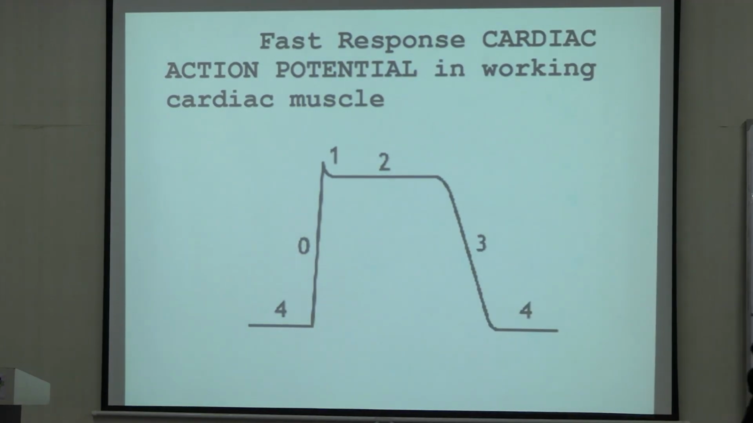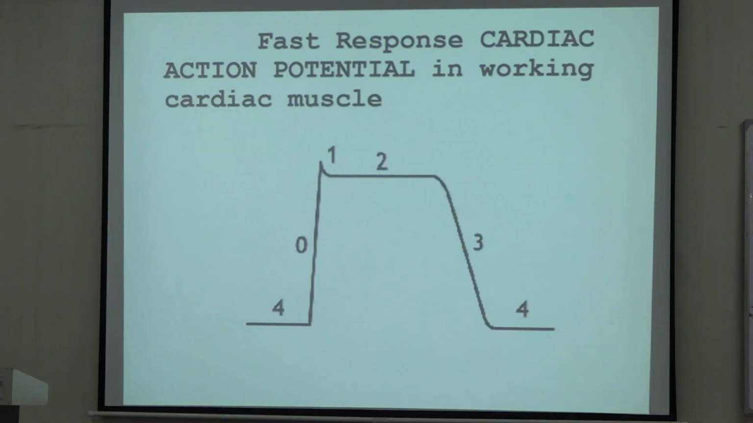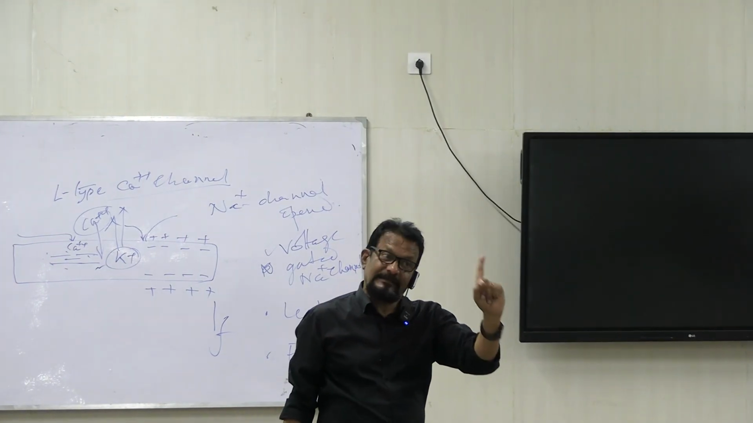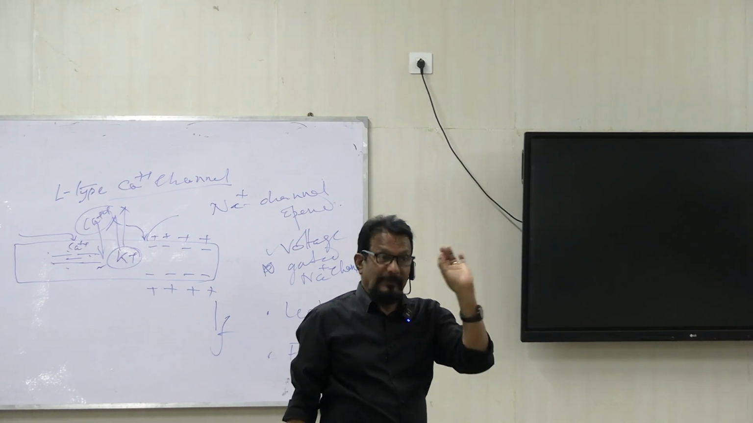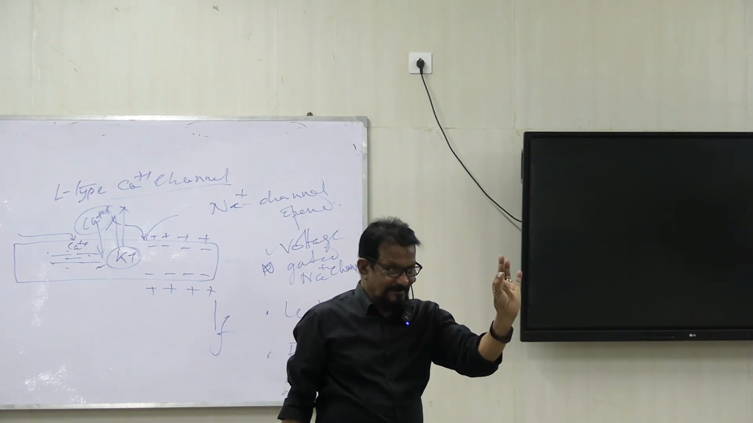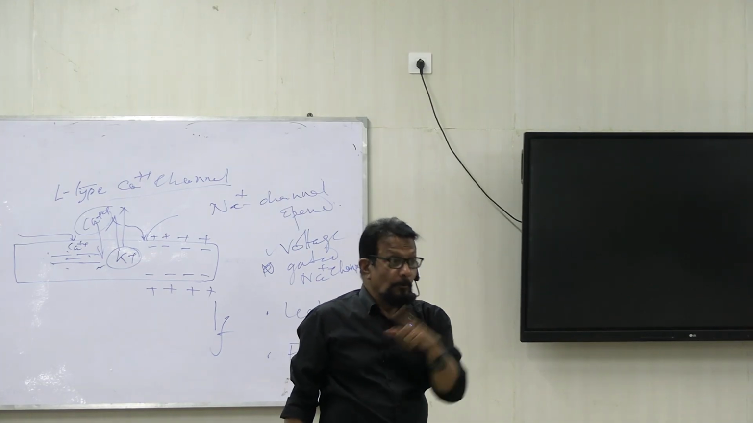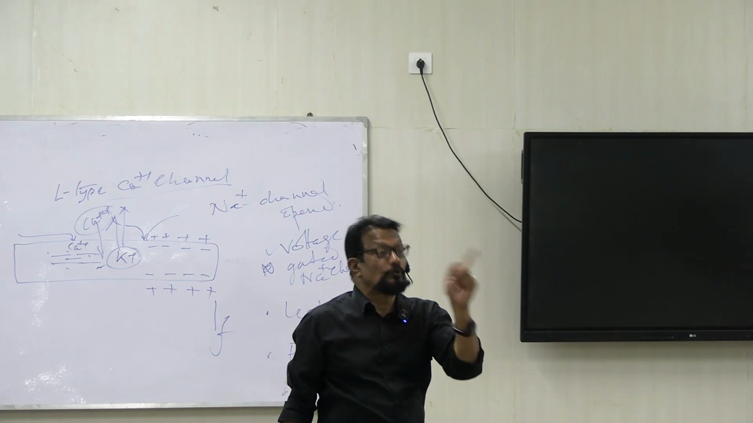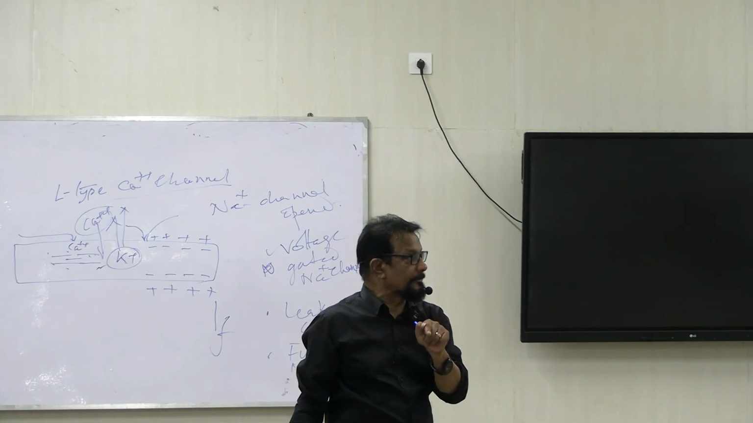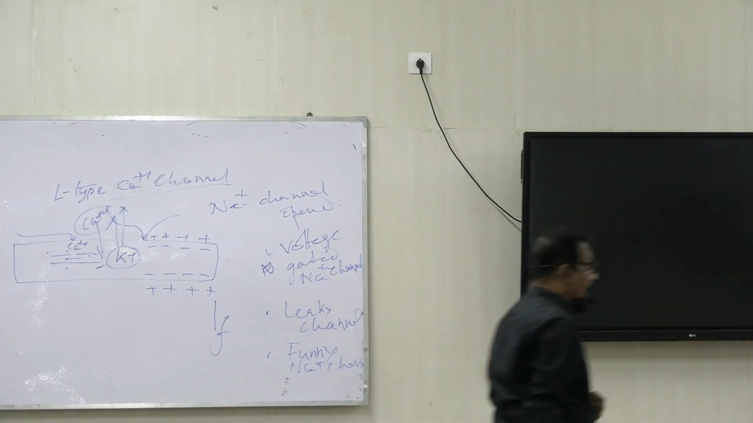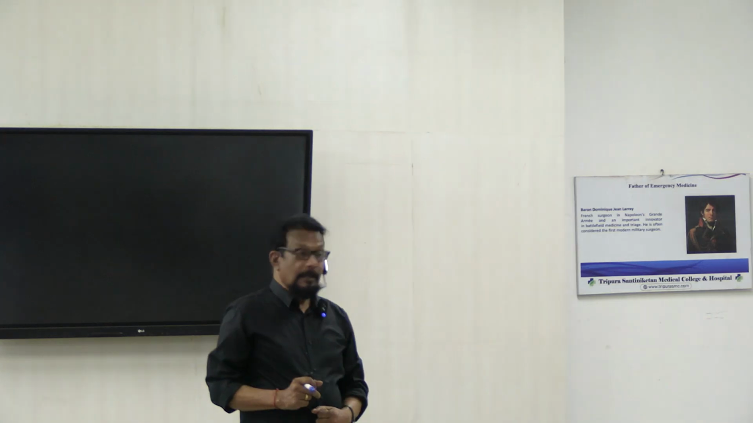Refractory period starts from threshold potential. When threshold potential is reached, that is the time the refractory period begins. When will it end? During repolarization. When repolarization reaches 2/3, this much time, about 200 millisecond, this is the time.